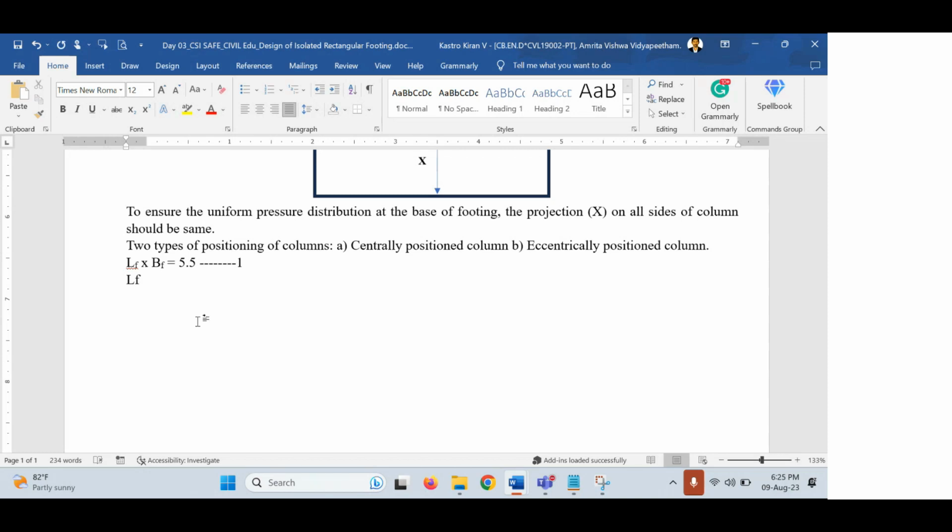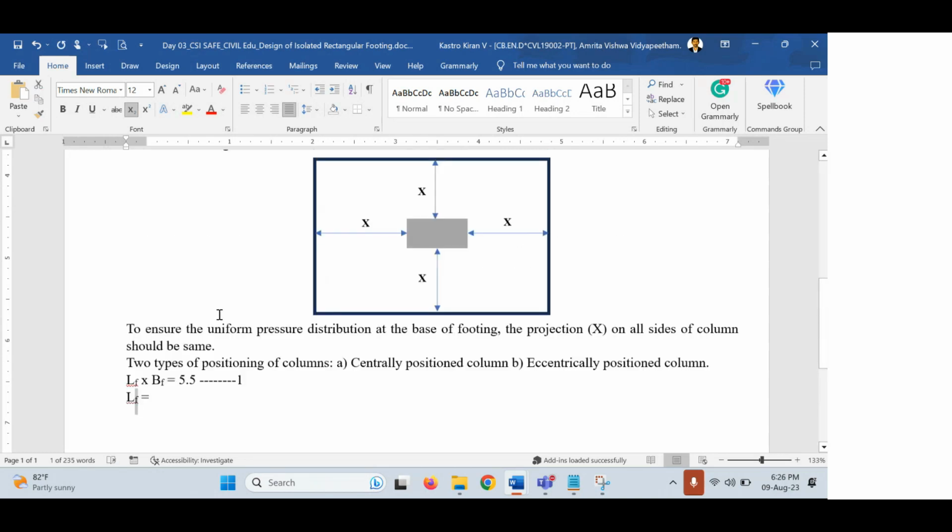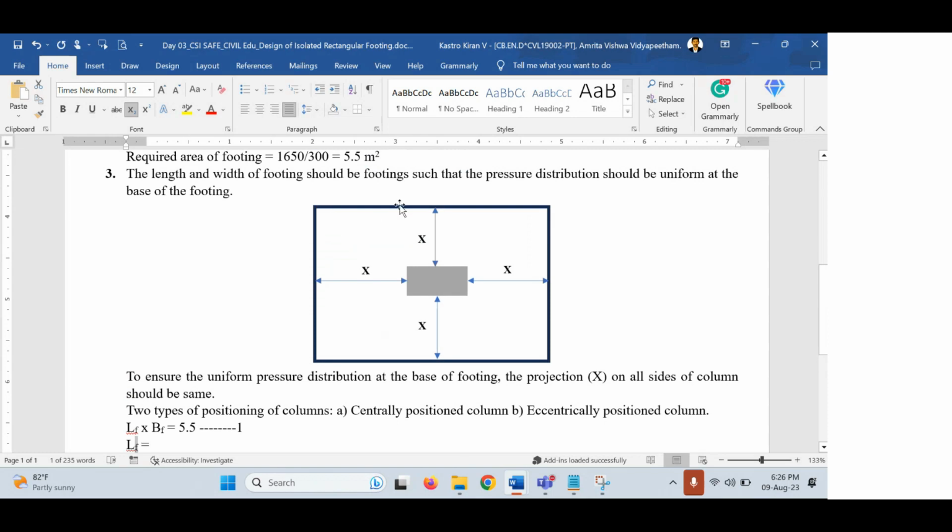Suppose you observe the figure which is provided here. I'm considering this as the length of the footing and this as the width of the footing. I hope it is clear for you. So how will you define the length of the footing? Length of the footing is defined by x. This side is x and here it is another x. That means x plus x is 2x, and this side of the footing.